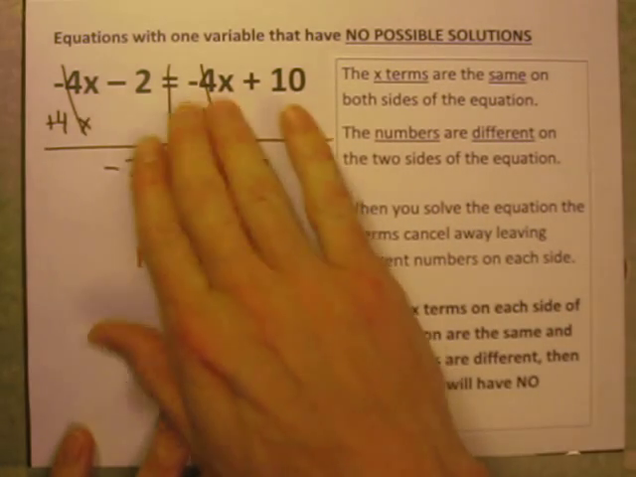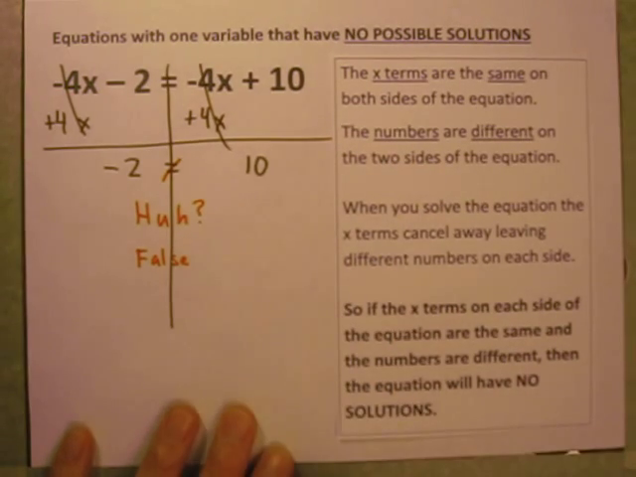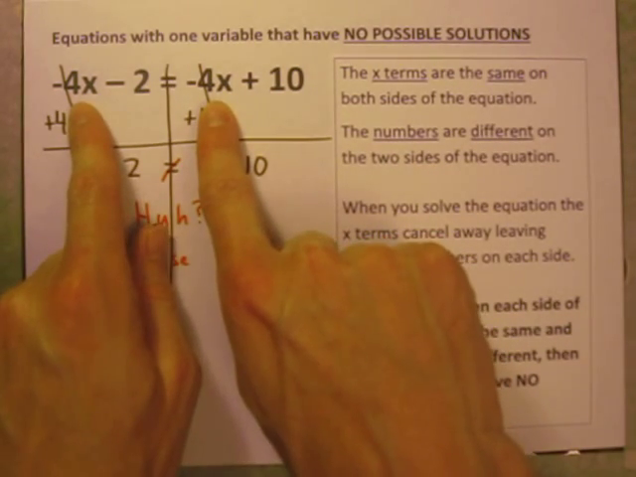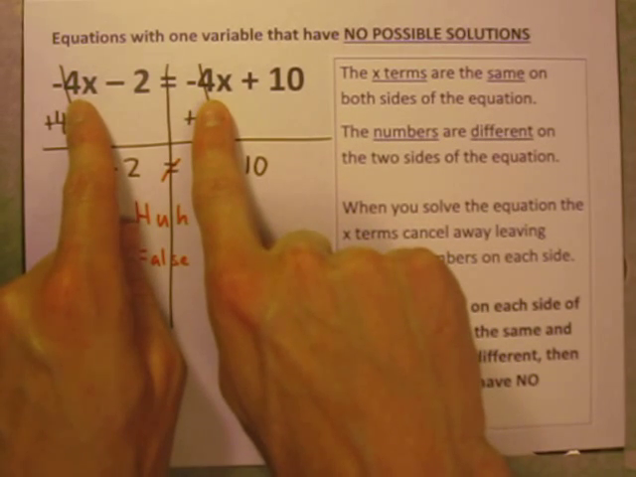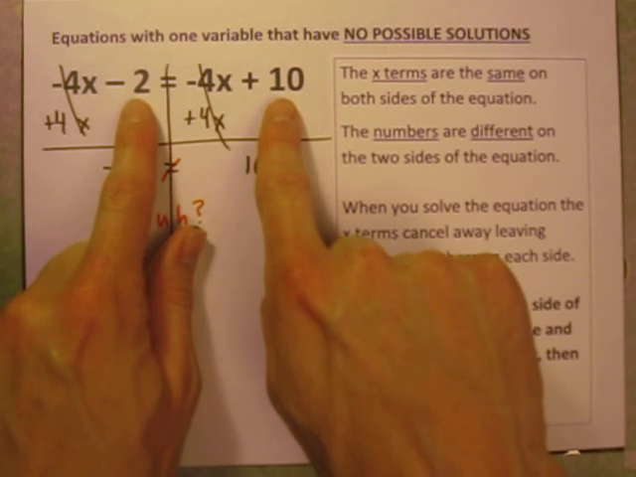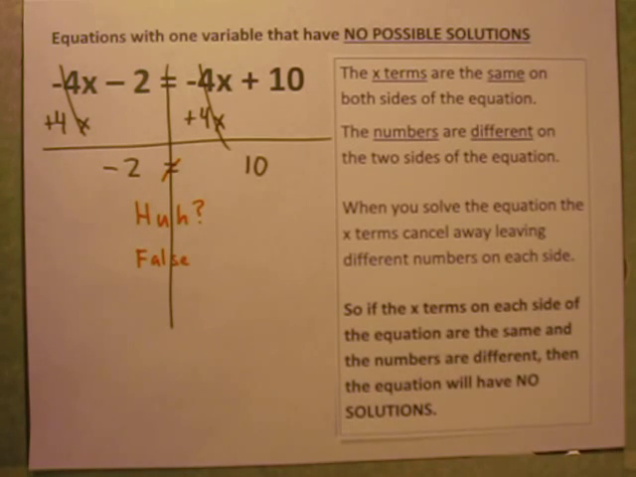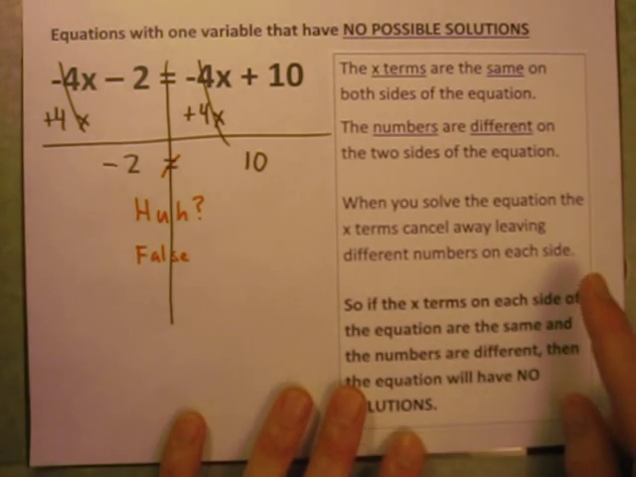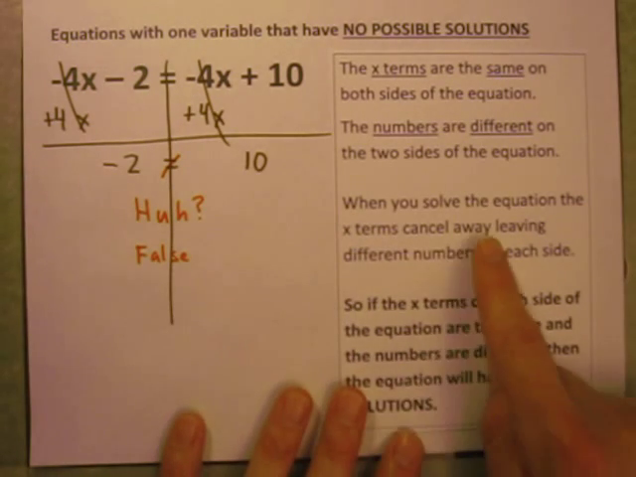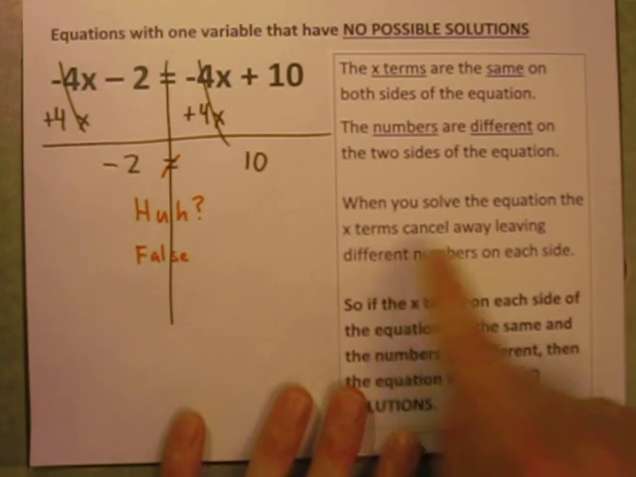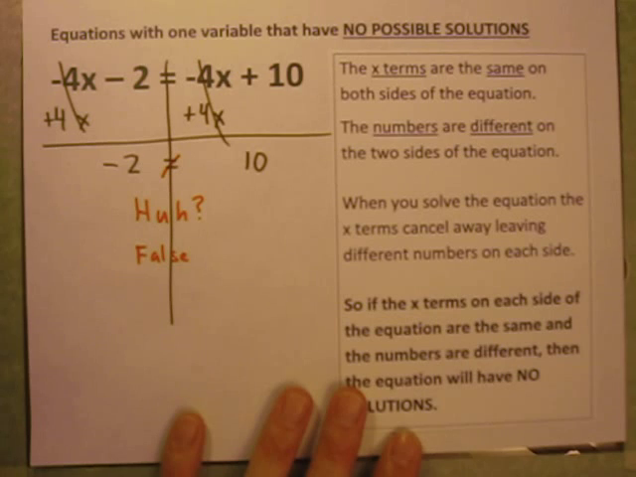When we just look at this original equation, negative 4x minus 2 is equal to negative 4x plus 10. First thing we notice, the x terms on either side are exactly the same. Negative 4x, negative 4x. The other thing I notice is the numbers are different. Negative 2 and positive 10. So, as I wrote here, when you solve the equation, like I did over here, the x terms will cancel out, leaving different numbers on each side of the equation. Negative 2 equals 10. Clearly that isn't true.